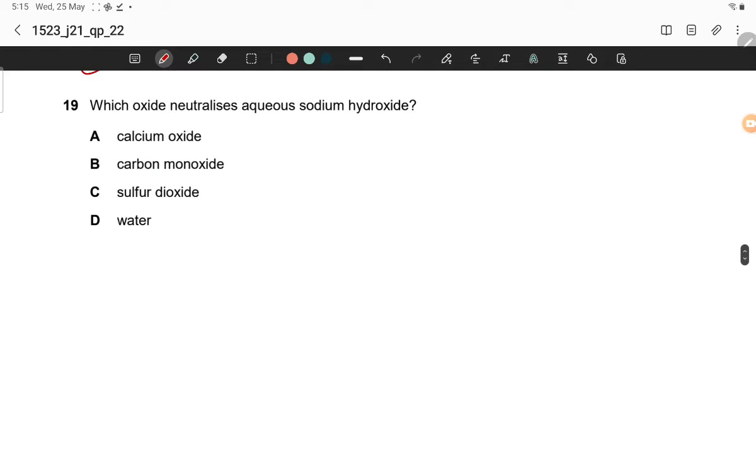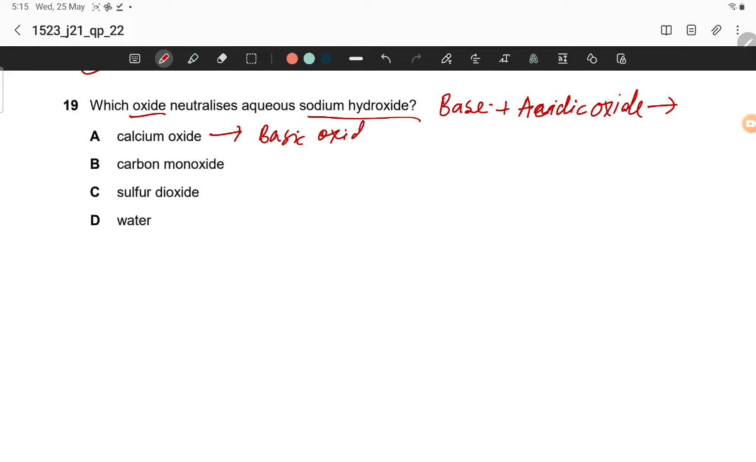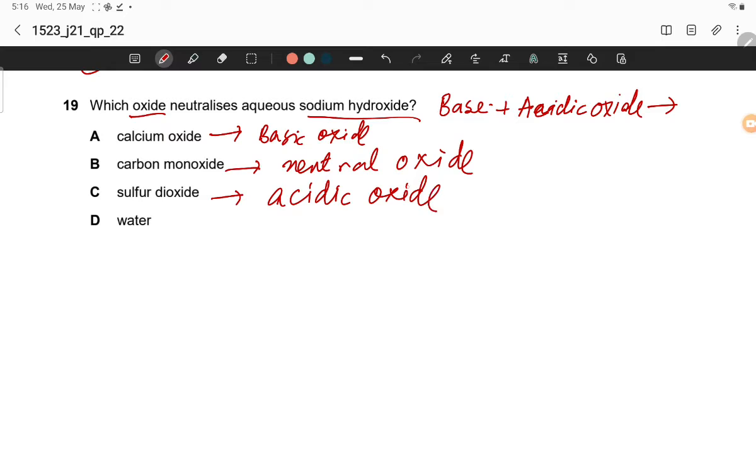Question number 19. Which oxide neutralizes aqueous sodium hydroxide? Sodium hydroxide is a base, so there must be an acidic oxide which neutralizes sodium hydroxide. Calcium oxide is a basic oxide. Carbon monoxide is a neutral oxide. Sulfur dioxide is an acidic oxide. This must be correct. Water is neutral.